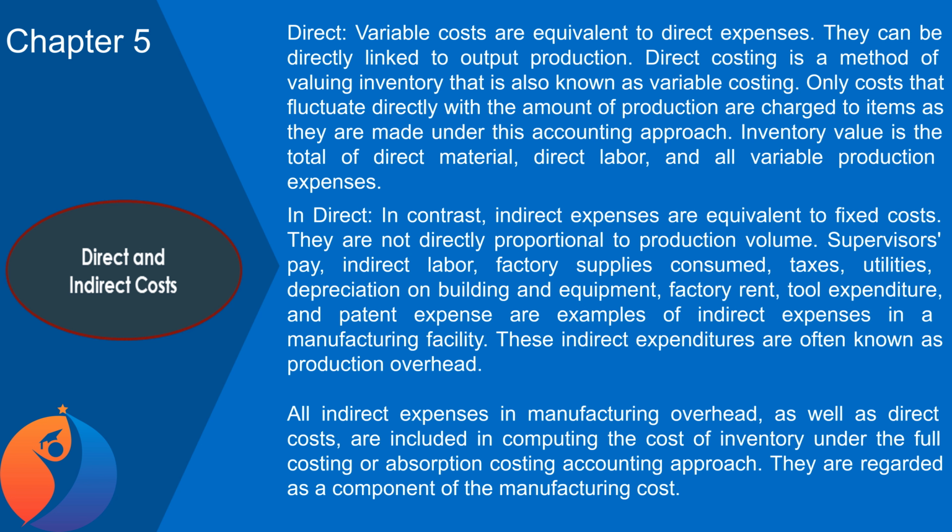Indirect expenses, in contrast, are equivalent to fixed costs. They are not directly proportional to production volume. Supervisors' pay, indirect labor, factory supplies consumed, taxes, utilities, depreciation on building and equipment, factory rent, tool expenditure, and patent expense are examples of indirect expenses in a manufacturing facility. These indirect expenditures are often known as production overhead.